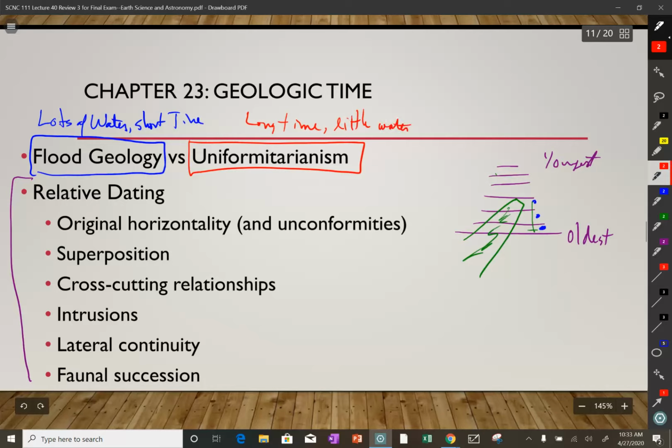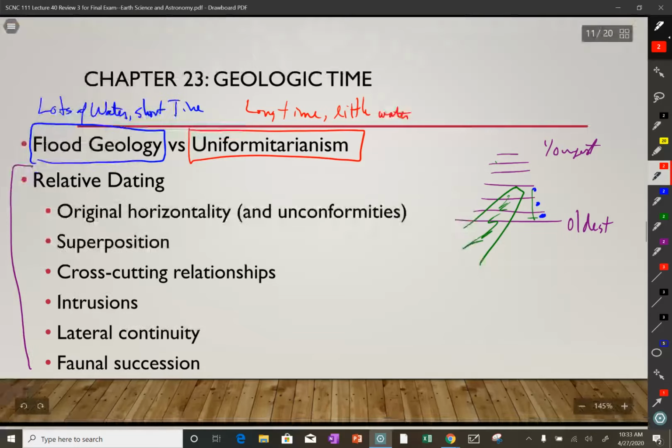Now, when we say little water, we mean a little flowing water. I mean, there's huge oceans that we believe appeared in the past. But the flood, lots of water flowing. The uniformitarianism, everything's occurred very slowly and gradually over time, following the laws of physics and chemistry as we understand them today.